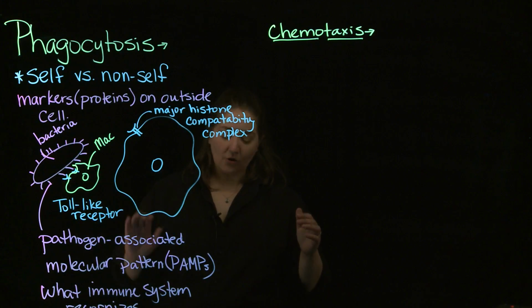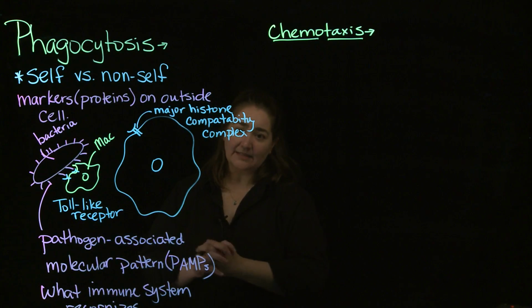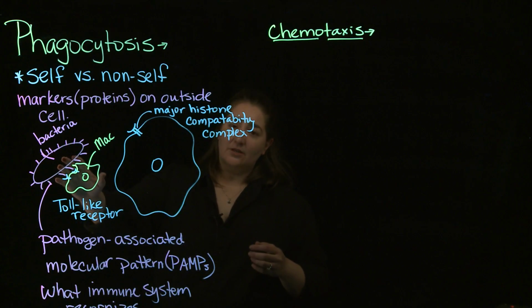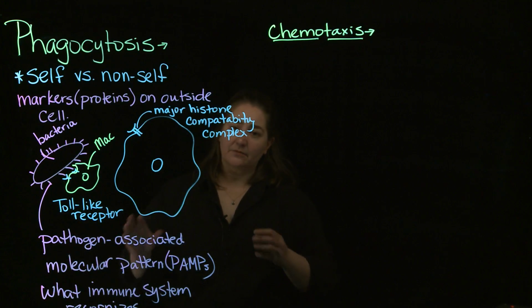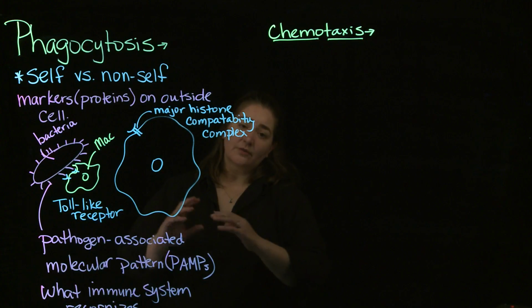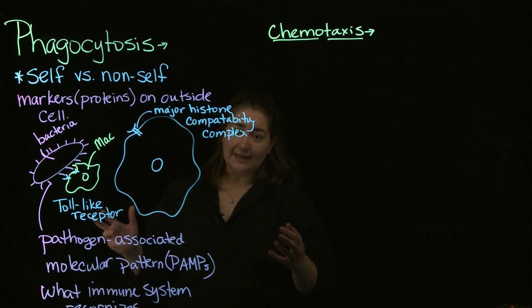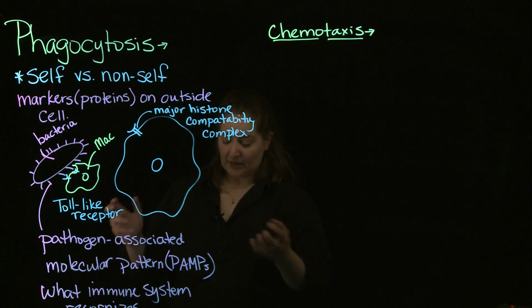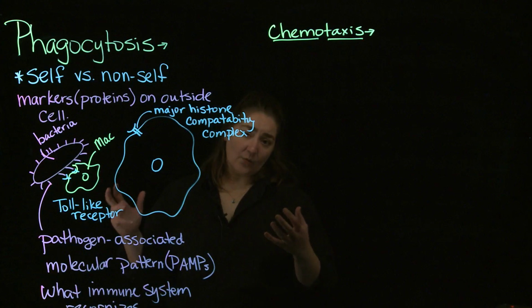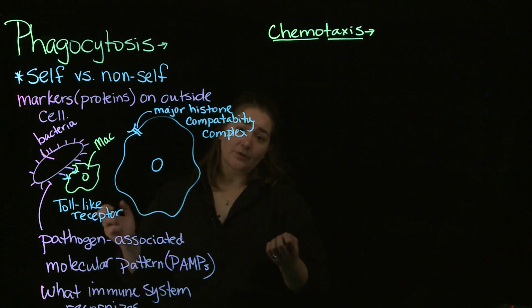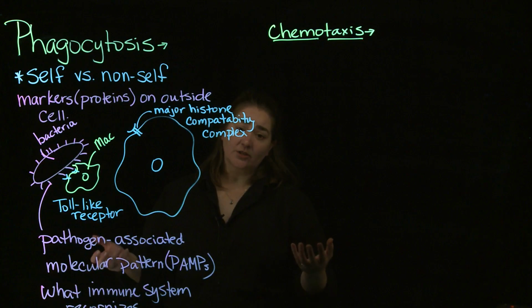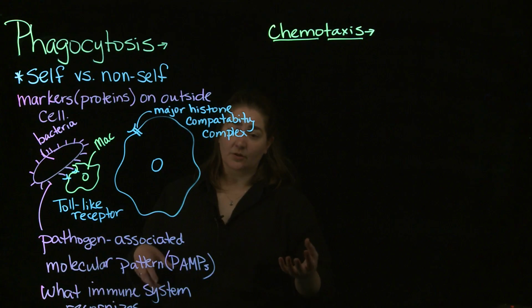Because when that toll-like receptor recognizes the bacteria or the PAMP, it's going to trigger the release of something known as cytokines that we haven't talked about yet, all right? But cytokines are another way for the immune system to talk to itself, to talk to the other components.